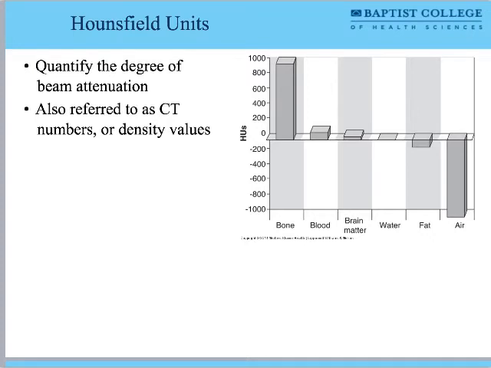In nuclear medicine, we have the standard uptake value. Similar kind of idea, right? A way to quantify what's happening inside the patient's body. And what's happening inside the patient's body is a big question.